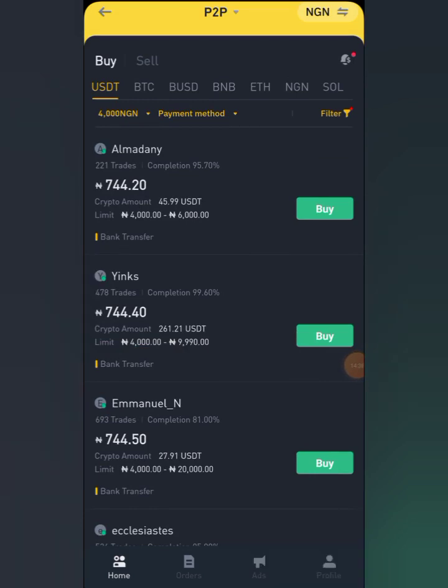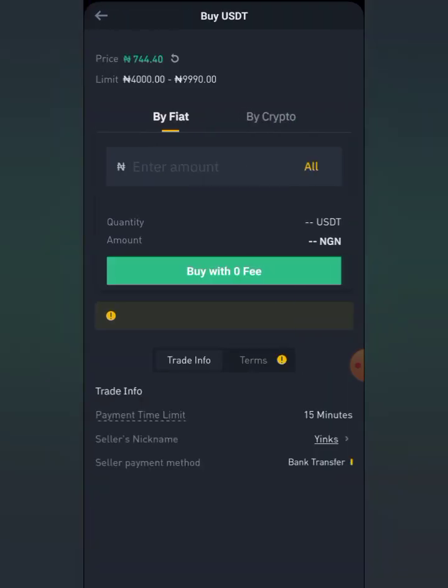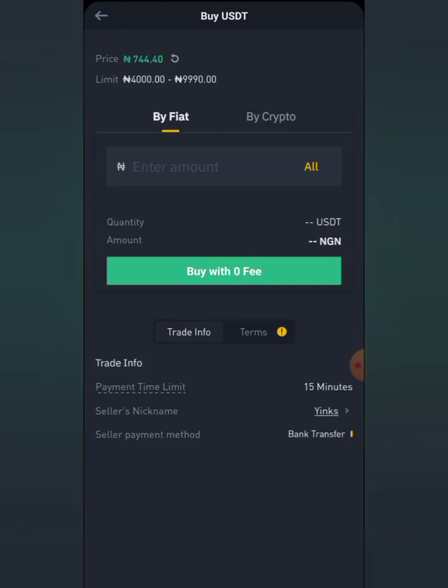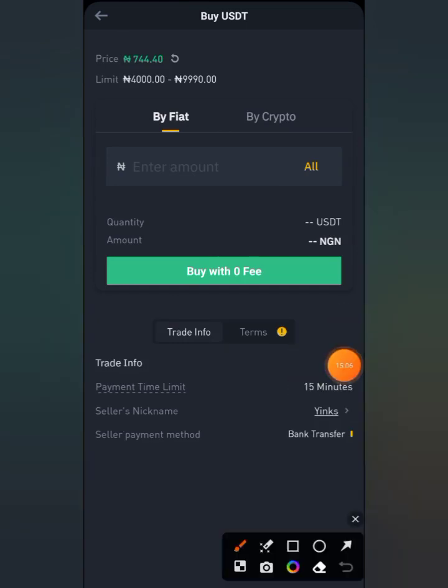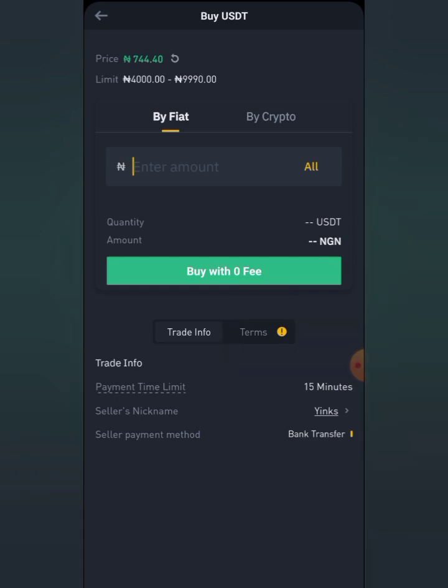Let's assume I want to buy from this trader here, and I will click on buy now. Once I click on buy now, it will bring out the place where I will need to put my fees and other stuff like that. So you come to this place where you have terms, and click on his terms so that you will read up his terms and know if you are agreeing to his terms or not.